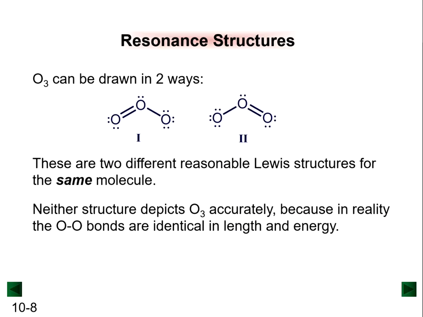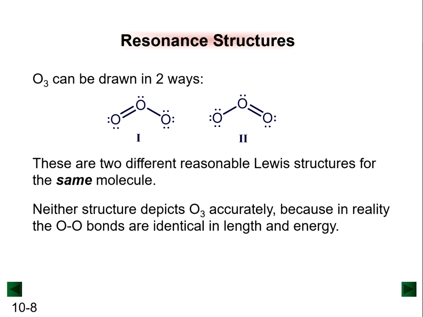Now, resonance structures represent an approach to a unique problem. Let's take ozone. That's the molecule O3. We'll see later on that when we go through and draw out a Lewis dot structure for ozone, you can draw it one of 2 ways. You can draw it like structure 1, where you've got your 3 oxygen atoms and the central oxygen atom bonds to the oxygen atom on the left with a double bond and the one on the right with a single bond. Correspondingly, you could equally well put the double bond onto the right oxygen atom and a single bond to the left oxygen atom, as in representation 2. So these are 2 different reasonable Lewis structures for the same molecule.